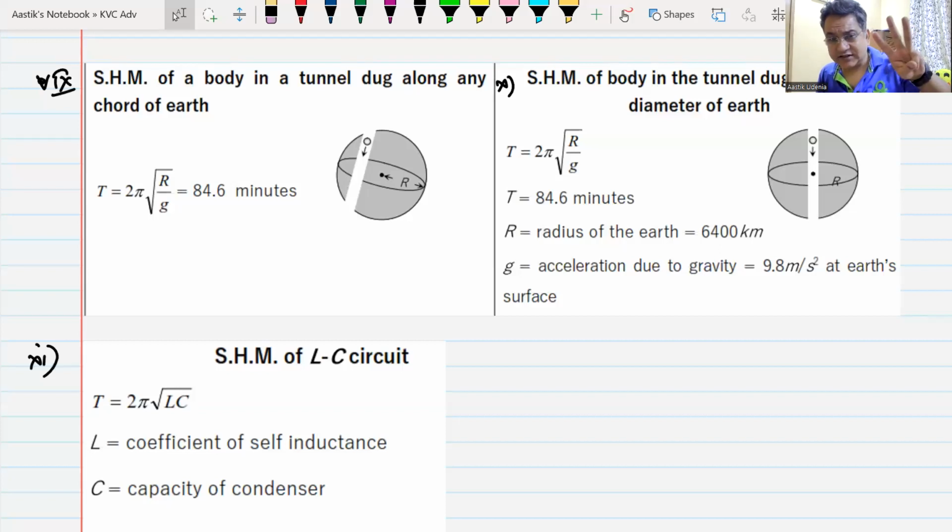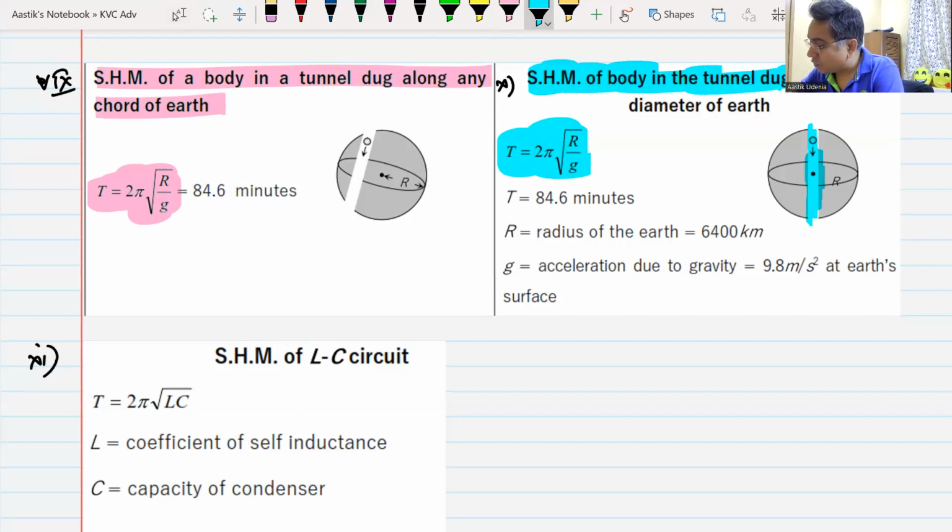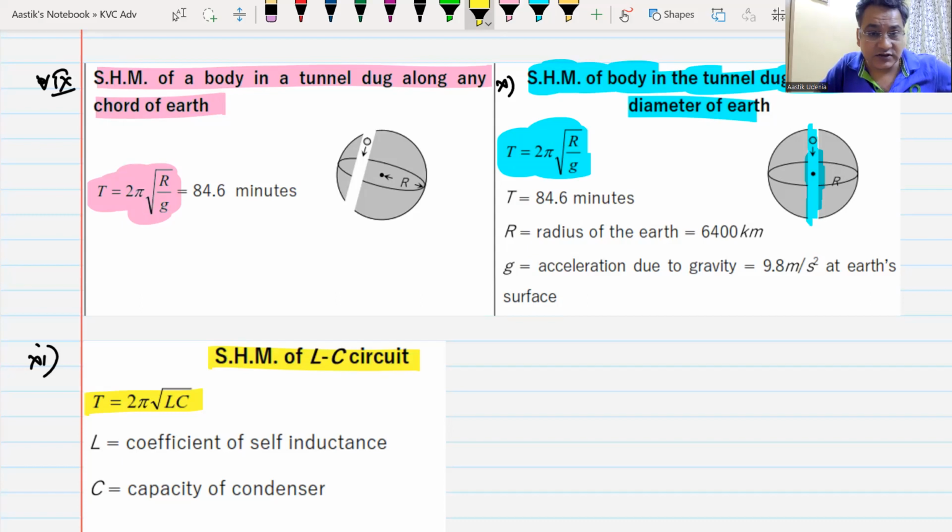Then we have the last 3 cases, 2 of them of a similar nature. In the first, you have SHM of a tunnel dug through any chord of the earth. The answer is 2 pi root over R by g. In the next case, we have a tunnel dug to the center of the Earth, or along the diameter of the Earth. The answer is the same. So no matter how you dig the tunnel, the answer is the same. The last one is the LC circuit, which will be coming sometime later. The time period of SHM of this LC circuit, where L is the inductance and C is the capacitance, is 2 pi root over LC. I'll give you 2 minutes to note it down.